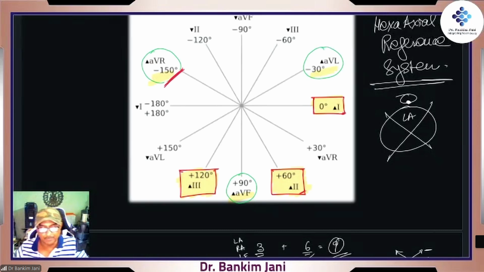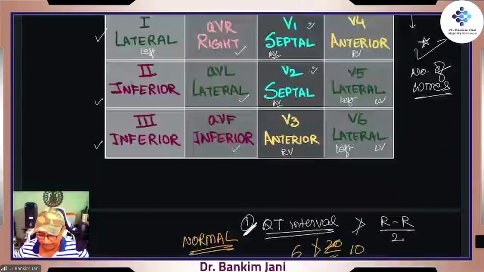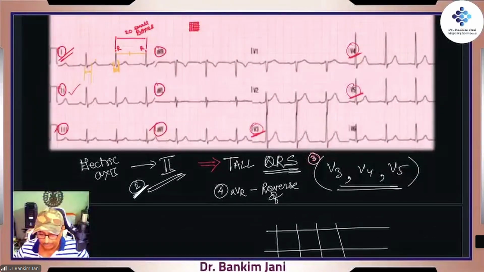For practical purposes, this axis and that axis are almost at opposite ends of each other. So we'll say it would be the reverse of lead 2. So these are the four points, and that should be your first impression.